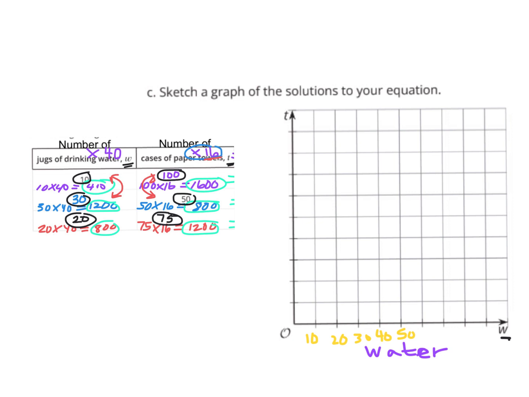And then on the T side, right here, we have our paper towels. So we'll label that paper towels. And our paper towels, we have 100, we have 50, and we have 75. So to go from a 50 to a 75, that's going to skip count by 25. So let's go up by 25s.